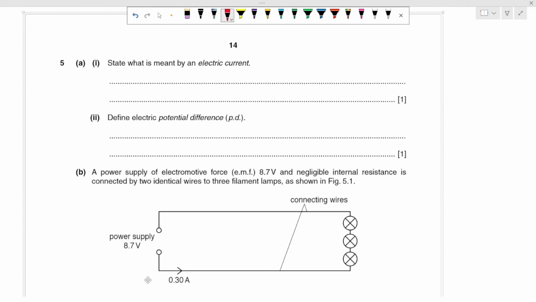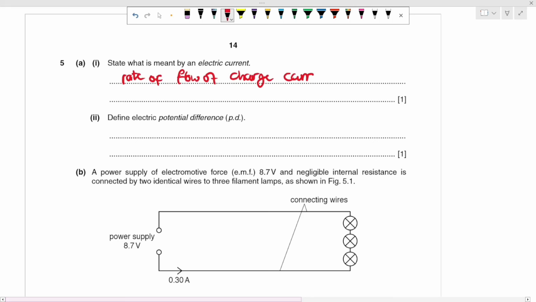5AI. State what is meant by electric current. Well, current is basically the flow of charge carriers. Right? So basically current is the rate of flow of charge carriers. These charges will be flowing. How much are they flowing?